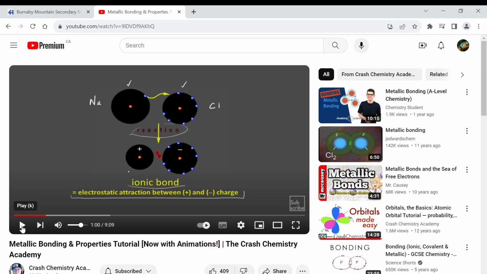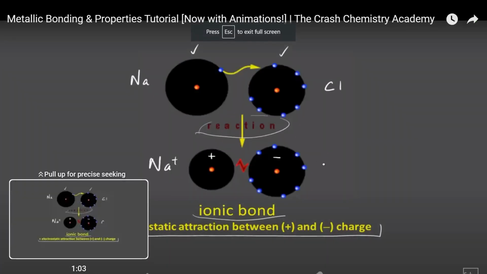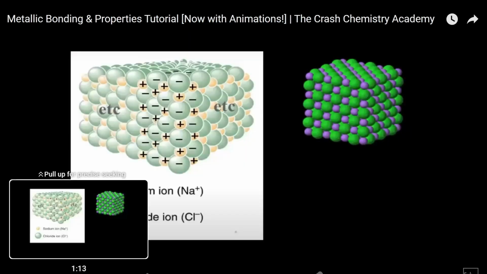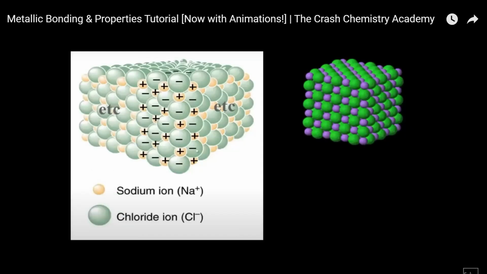All right. Sodium loses an electron, it becomes Na+, and then we get this crystal lattice structure, where it's alternating positive, negative, positive, negative, positive, negative, and it doesn't all fly apart because the positives stick to the negatives.